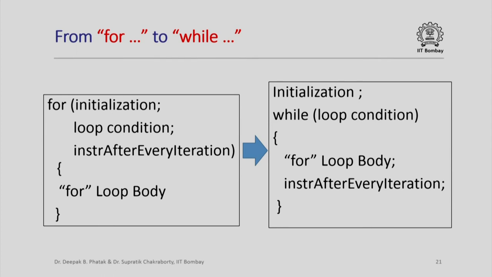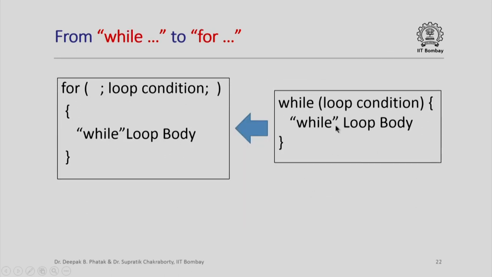So now the previous animation would have given you this idea that really the initialization, loop condition, and instruction of every iteration can be moved around, and therefore it should be possible to rewrite a for loop as a while loop. And indeed it is possible. Whatever is there in the initialization, you put it at the beginning of the while loop, the loop condition goes in the while loop, and the instruction of every iteration is at the end of the loop body. Similarly, of course, we can convert a while loop to a for loop where there is nothing to initialize, there is nothing to execute at the end of every iteration. We just have the loop condition and the while loop body here.